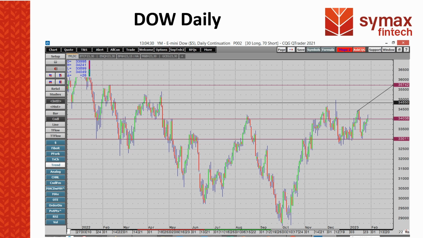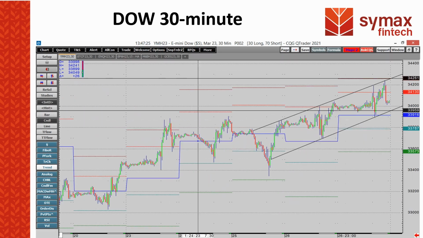Although it's gone beyond that, it's got there so far. Can it maintain it, or is the market going to turn around? Of course, the data is going to be the key to that this week. Support I've got at 33,011. Moving on to the 30-minute, I've got resistance at 34,261 and support at 33,959.